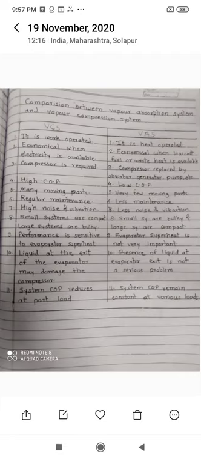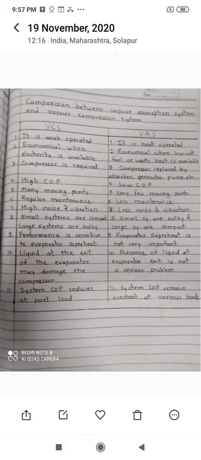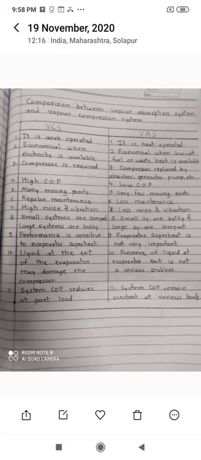In the vapor compression system, liquid at the exit of the evaporator may damage the compressor. But in the vapor absorption system, the presence of liquid at the evaporator exit is not a serious problem because there is no compressor. Next, the system COP reduces at part load, and in the vapor absorption system, the system COP remains constant at various loads. So this is the simple difference between the vapor compression cycle and the vapor absorption system.